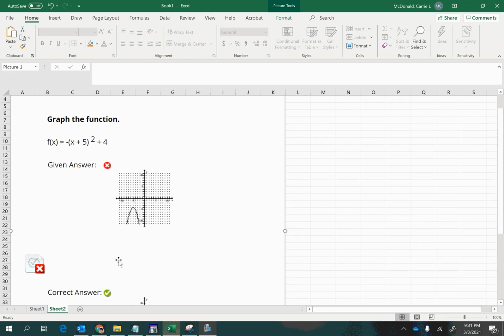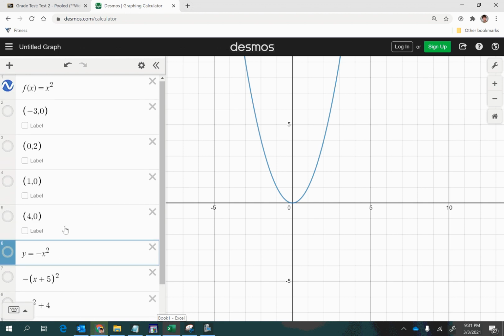The reason is because you need to pay attention to what happens when you add something on the inside with where the x normally is by itself. So we're talking about parent functions here. So the parent function x squared looks like this. That's the most basic form.